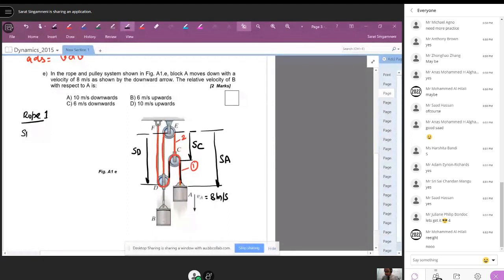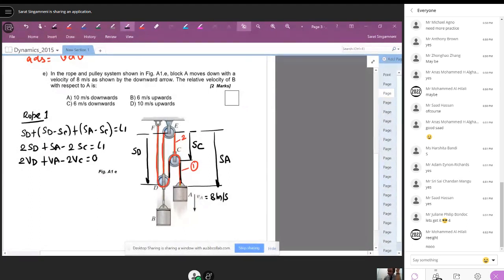So SD plus SD minus SC plus SA minus SC equal to length of L1. Simplifying, 2SD plus SA minus 2SC equal to L1. Differentiating, 2 velocity of D plus velocity of A minus 2 velocity of C equal to 0.